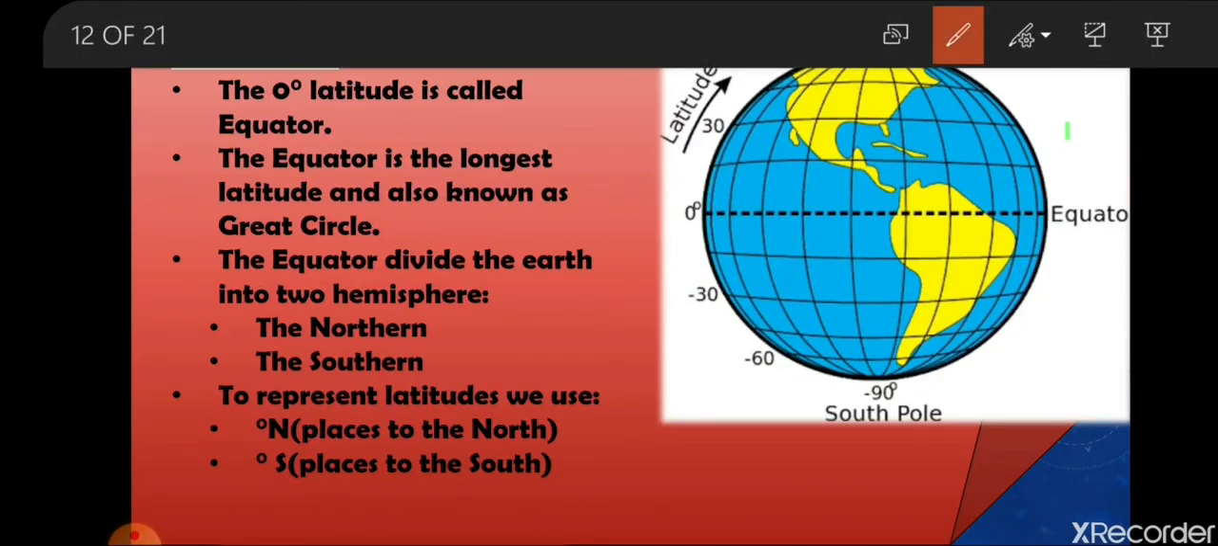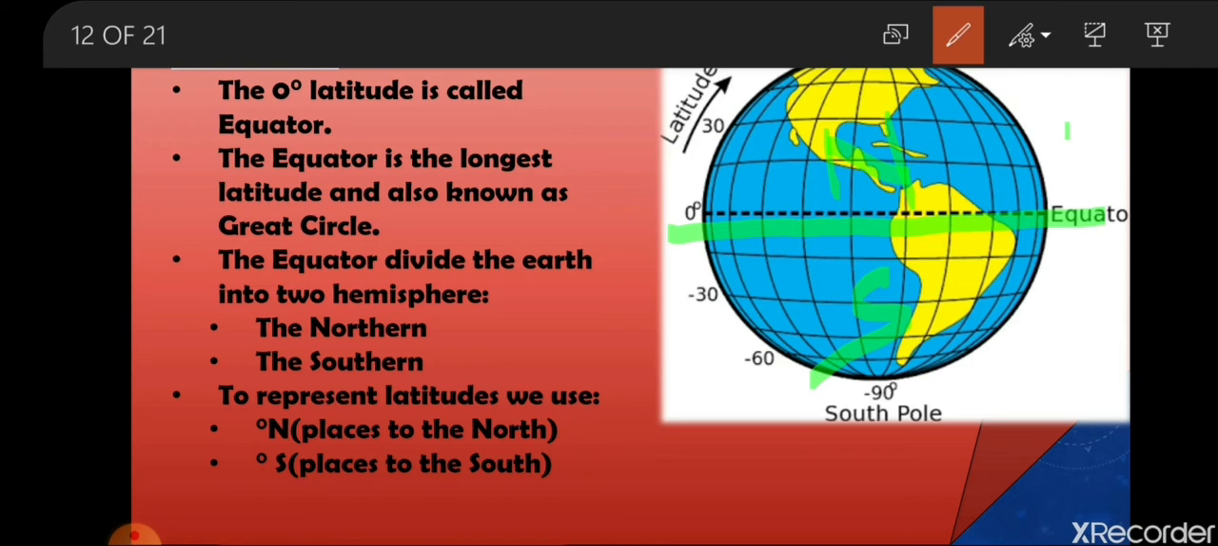This is the 0 degree latitude. This is only our equator. The equator is the longest latitude and it is also known as the Great Circle. The equator is the 0 degree latitude that divides the earth into two hemispheres. This is the northern hemisphere and this is the southern hemisphere.